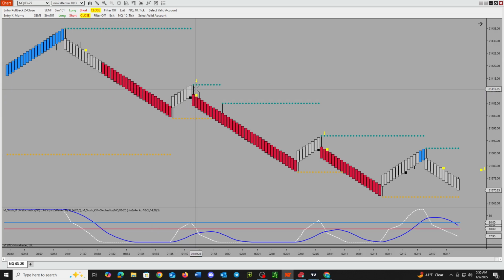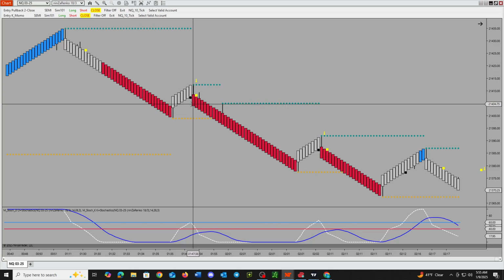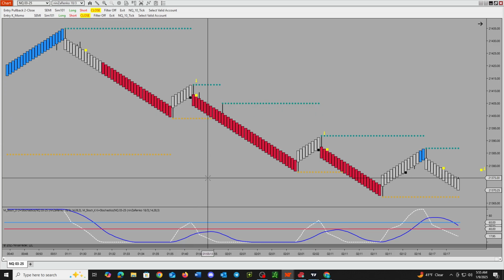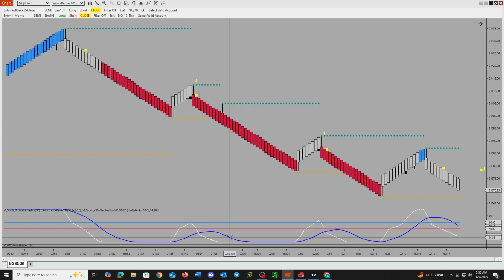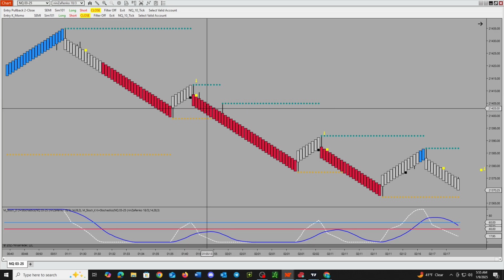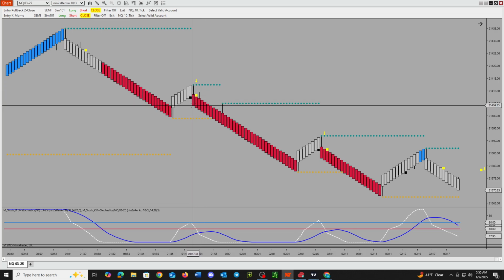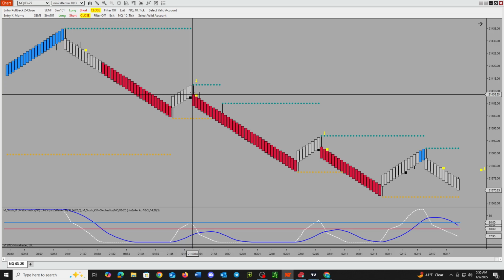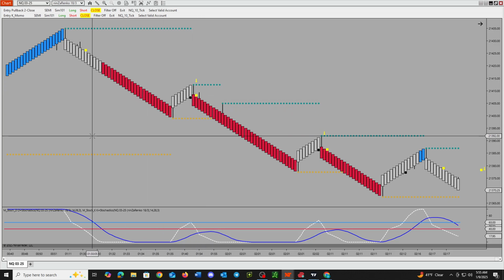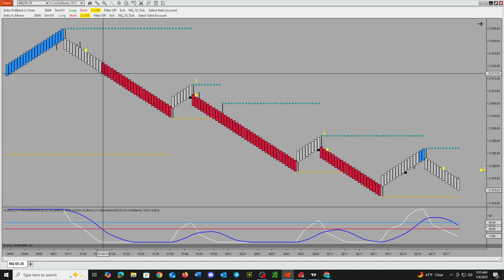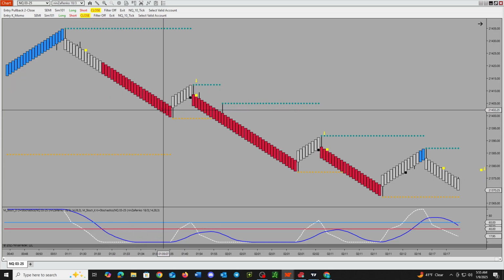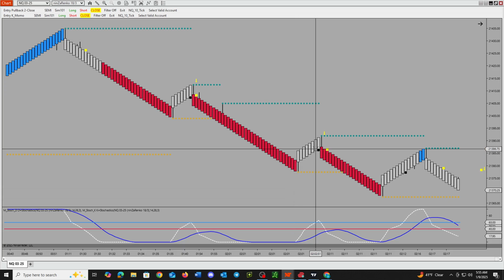I'm going to talk about the entry modules in a little bit, but right now we're just talking about what this %D is doing down here. Once the close is lower than the open, it's going to paint the bars red again. So that's all this is: %D is less than 40, and the close is less than the open. And bam, bam, bam.